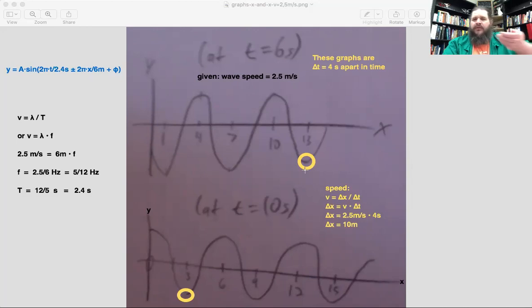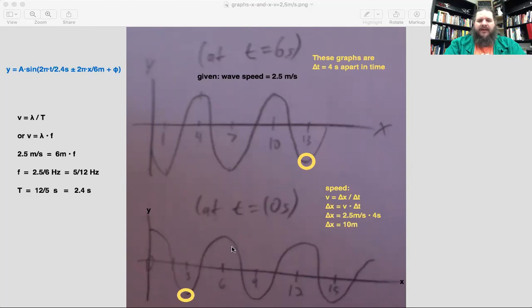That trough has moved as time passes, but it has moved exactly 10 meters over the course of these 4 seconds. So now that we've identified the same trough on both graphs, we can use that to figure out which direction the wave is going. And what I usually do here, and this kind of applies whether you've got 2 x graphs or 2 t graphs, the same process still applies.